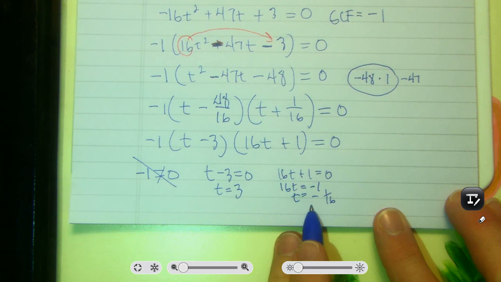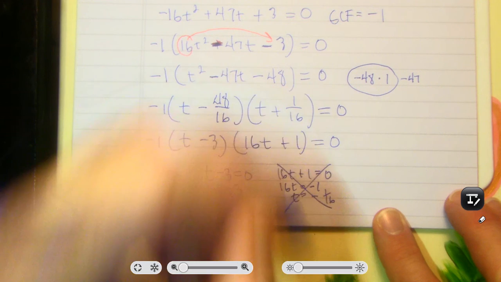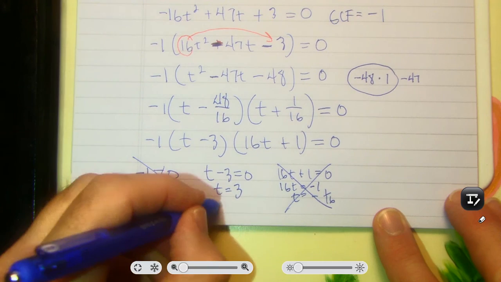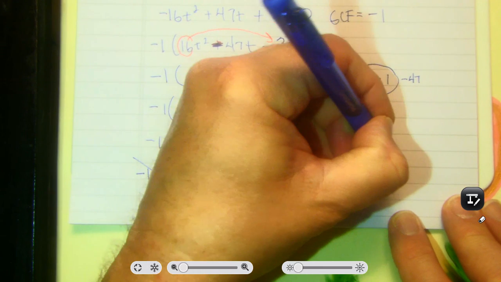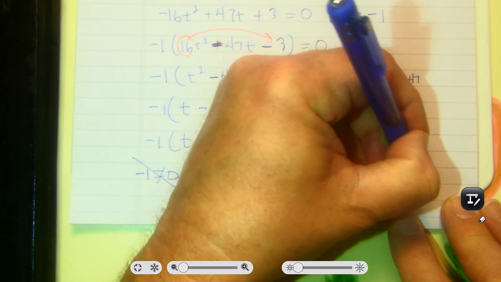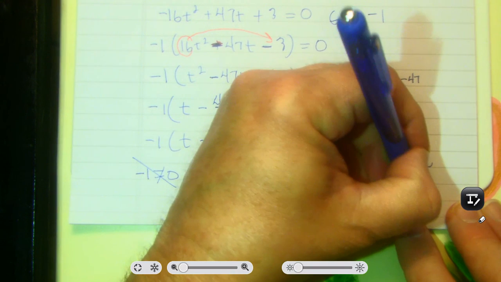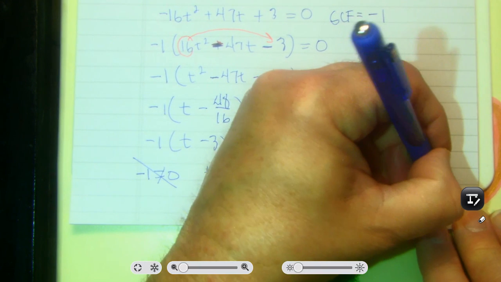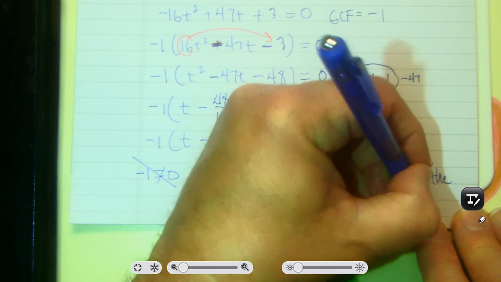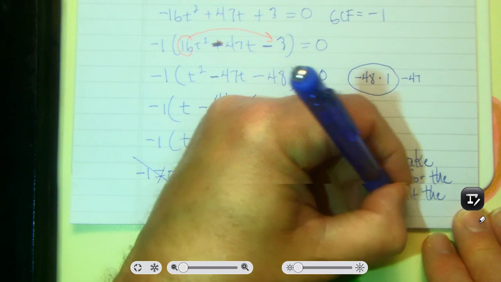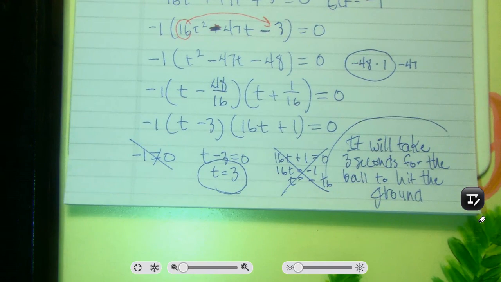Wait a minute. I'm talking about time here. I want to know how long it's going to take the ball to hit the ground, and it's never negative, so this is an extraneous solution. We don't have to worry about that. So the answer is positive 3. So it will take 3 seconds for the ball to have a height of 0, or to hit the ground. Wow, not such a complicated problem after all.